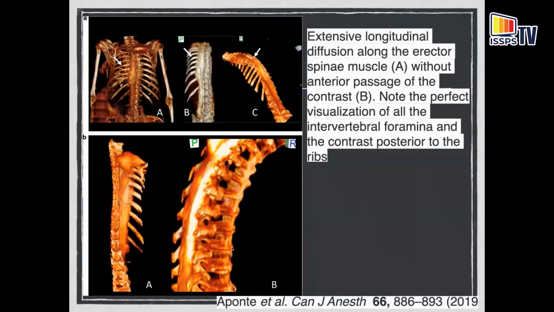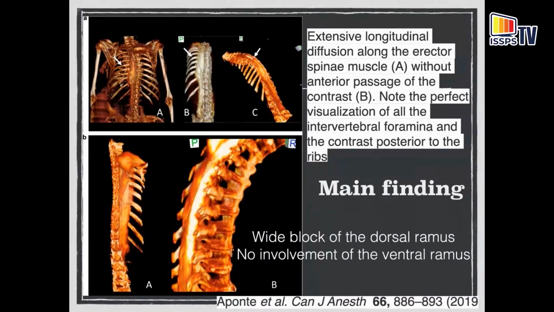So their main findings are wide block of the dorsal ramus, similar to our findings. At least that's what we would predict in the living human. And there was no involvement of the ventral ramus, again, similar to our findings. I'm going to move on to another study.